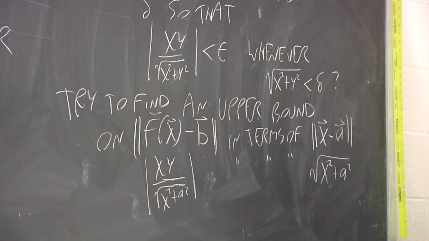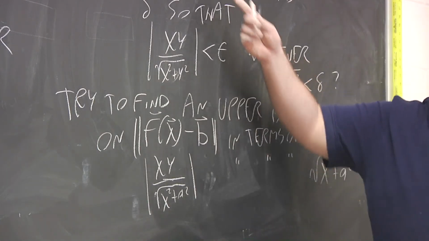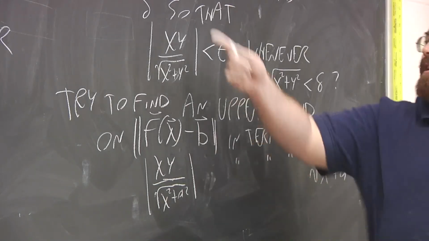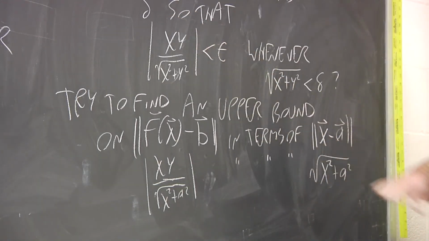That's how you can get everything to work out, because you have some epsilon you don't know or care what it is. But for any epsilon you choose, you have to be able to find some delta that makes this work. And that's where finding an upper bound comes into play. And that's what I'll show you now.